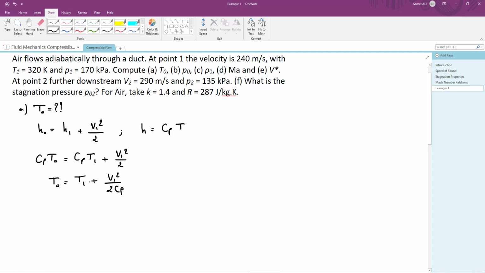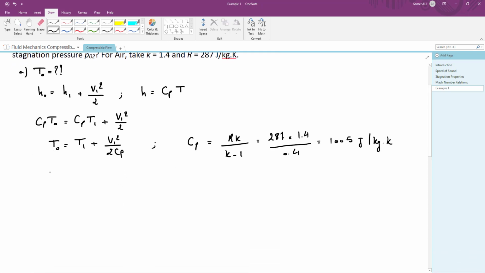Now to find T0, we know the temperature T1 and we know the velocity of air at point 1, V1. However, we don't know the specific heat Cp. Given in the problem, you can see that for air, k is 1.4 and the gas constant R is 287. We can find the specific heat Cp from this equation, where Cp is Rk over k minus 1. So R, the gas constant, times the specific heat capacity ratio, 1.4 over 0.4, which is 1005 joule per kilogram Kelvin.